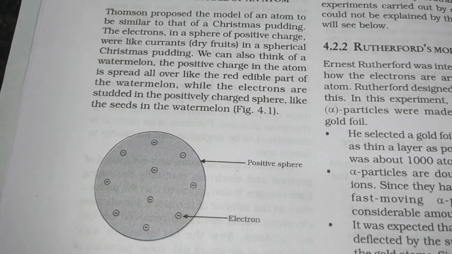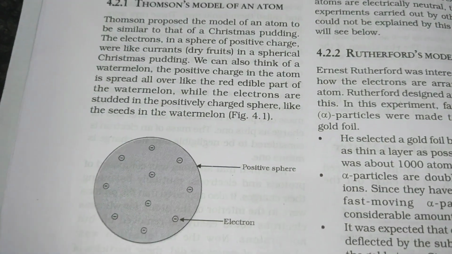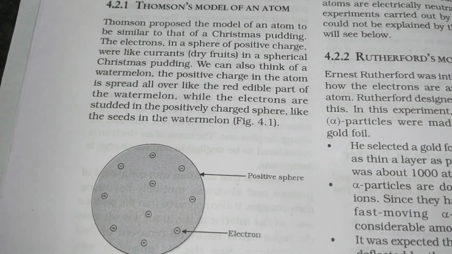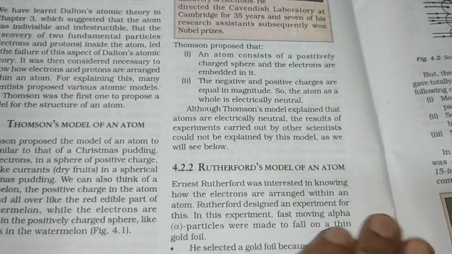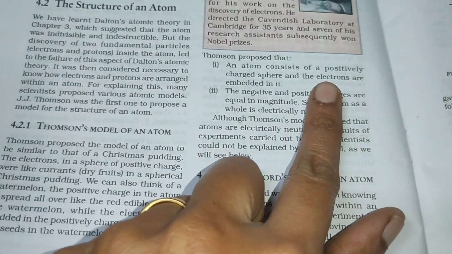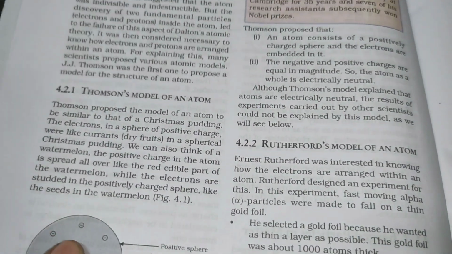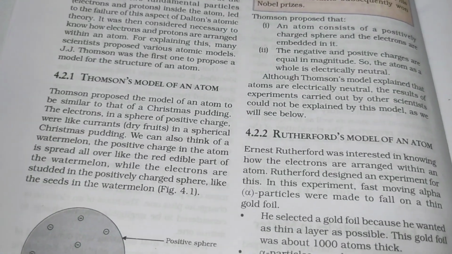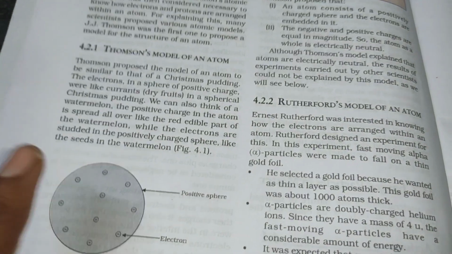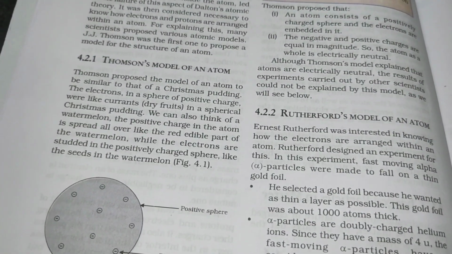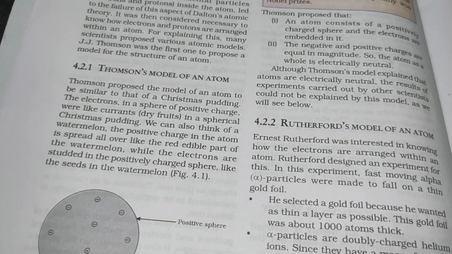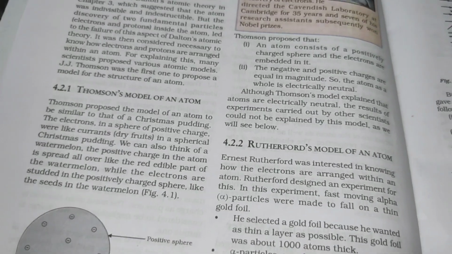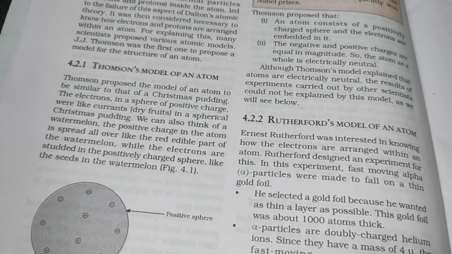Or we can compare it with a watermelon. The watermelon is the positive charge, and the seeds present inside it are the electrons. Like this he gave the explanation. So Thomson proposed that an atom consists of a positively charged sphere, and electrons are embedded in it. Embedded means electrons are present inside it. The negative and positive charges are equal in magnitude. However much positive charge there is, that much negative charge is there. So as a whole it is neutral. Like this Thomson explained that atoms are electrically neutral.